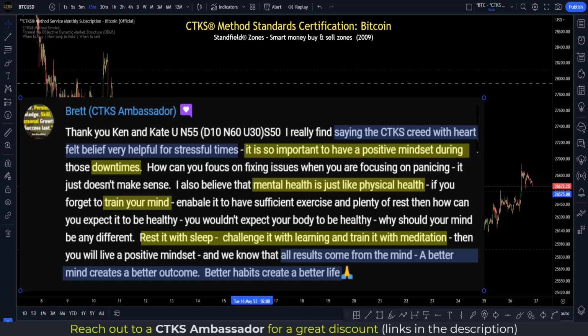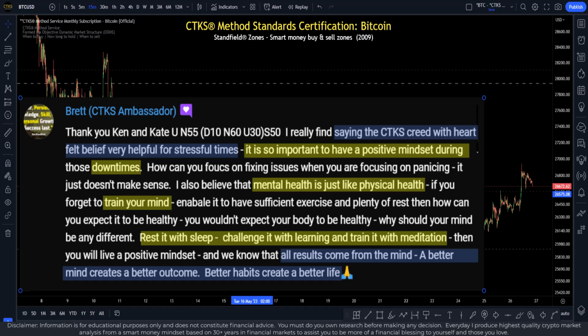Brett was saying, I really find saying the CTKS Creed with heartfelt belief to be very helpful in stressful times. It is so important to have a positive mindset during down times. You can't fix issues if you're panicking. Mental health and physical health are vitally important. Training your mind should be at the top of the list.